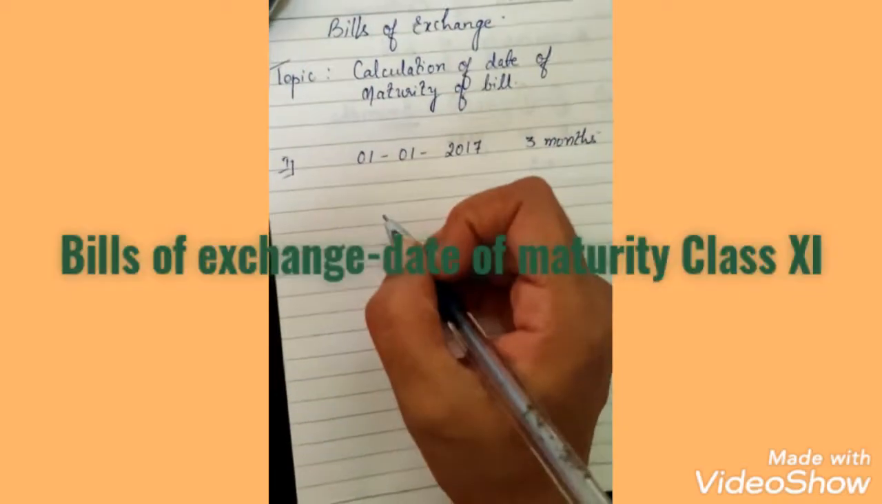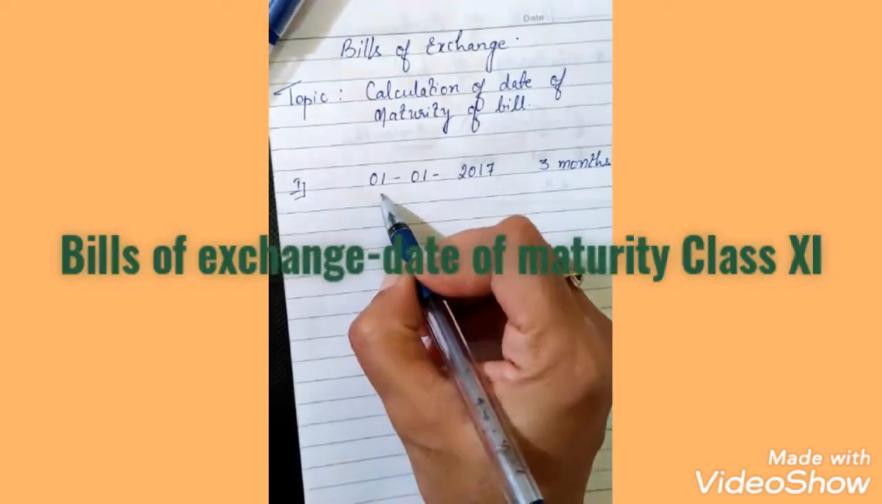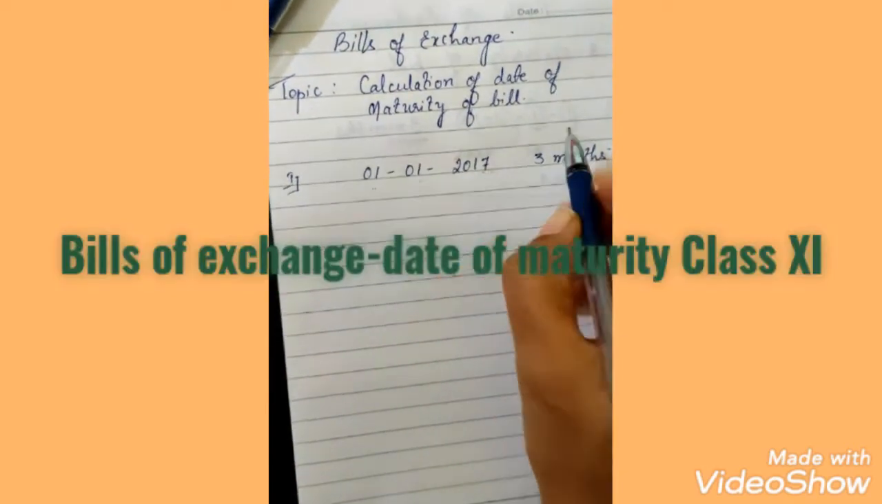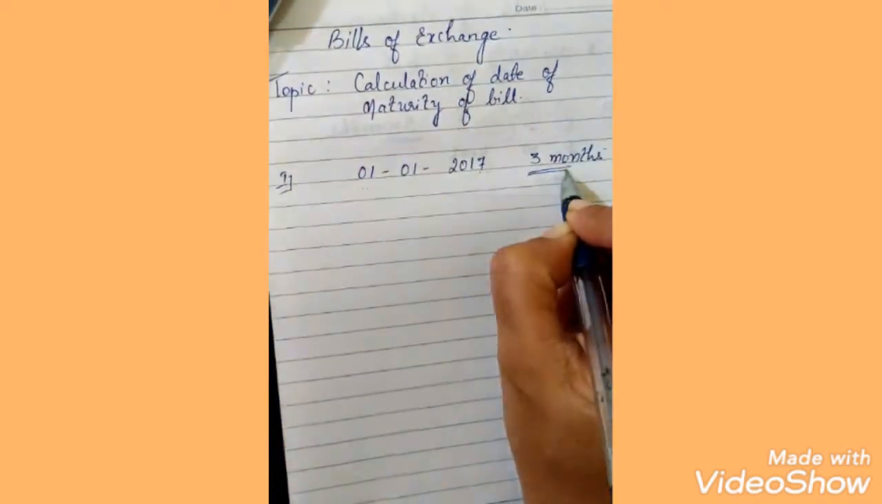Maturity in bills of exchange. We'll start with the first question. Suppose the bill is drawn on 1st January 2017 and the bill is drawn for 3 months. So, what will be your date of maturity?